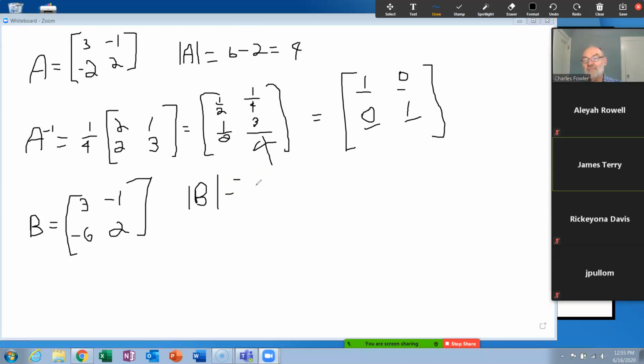What is the determinant of B? 6 minus 6. Which is? 0. Which tells you? No inverse. No inverse, exactly. Hang it up, Jack. There is no inverse. All right. Good deal. That was quick, wasn't it?